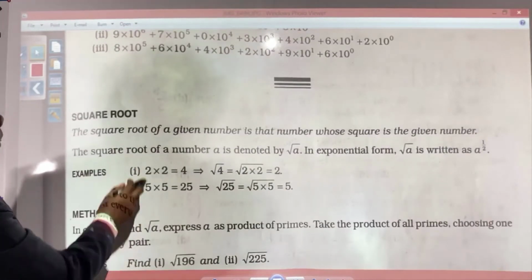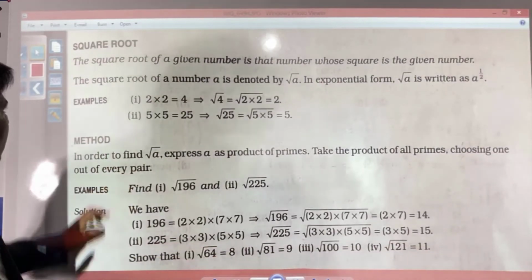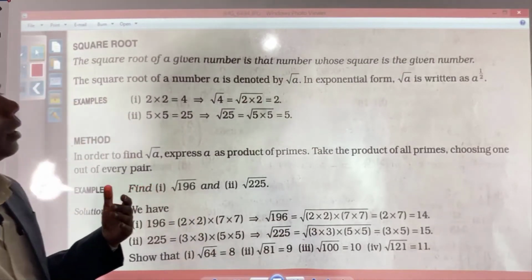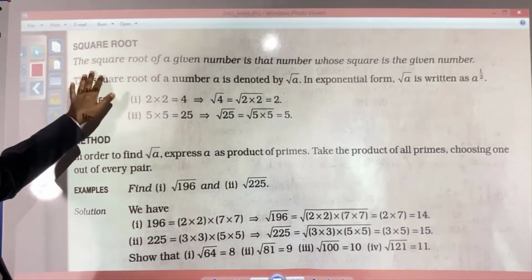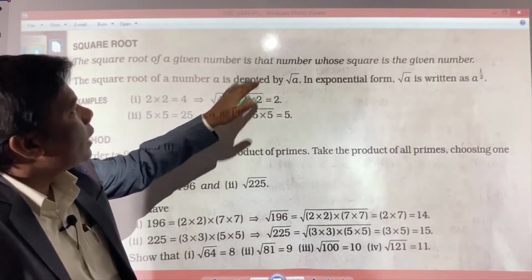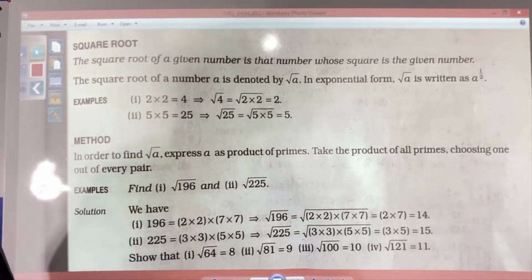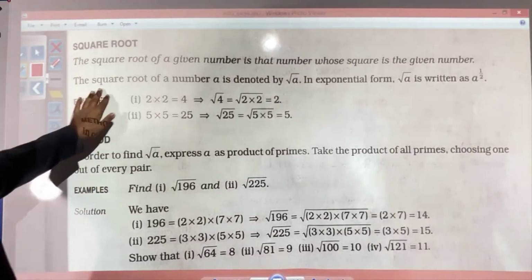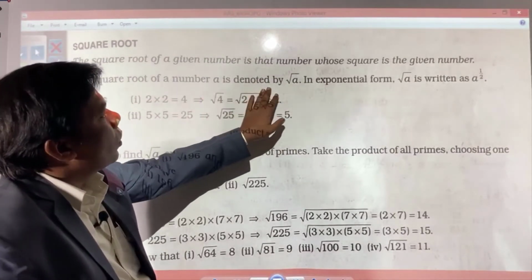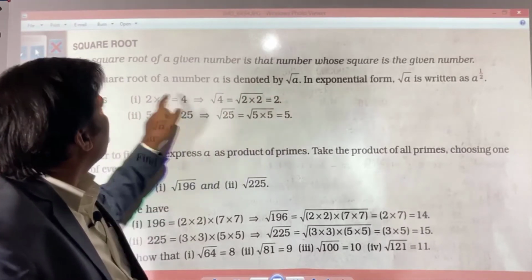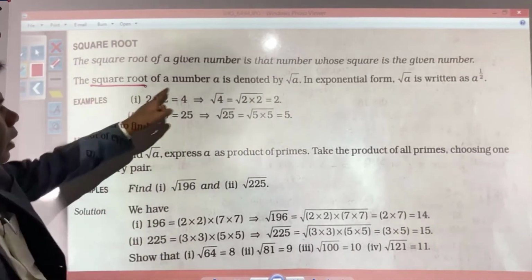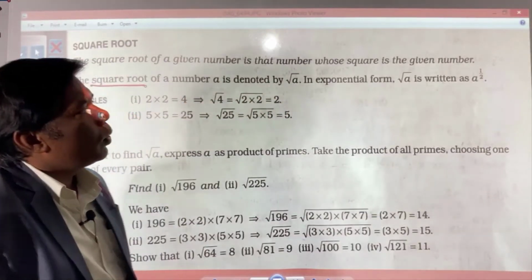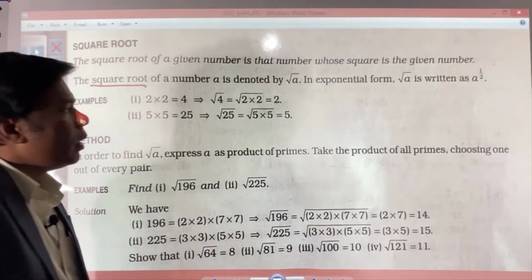Then we have square root. The square root of a given number is that number whose square is the given number. The square root of a number a is denoted by root a. In exponential form, root a is written as a to the power 1 by 2.